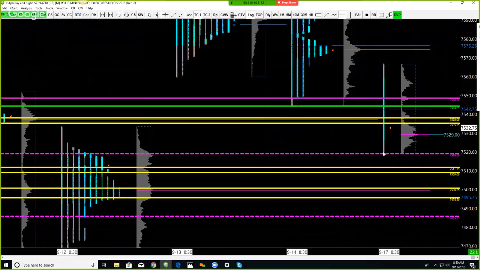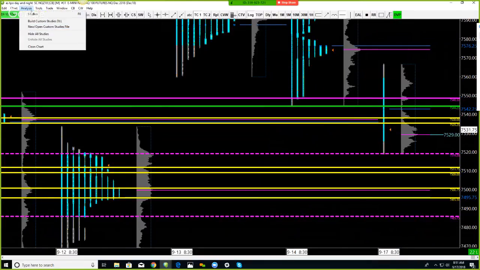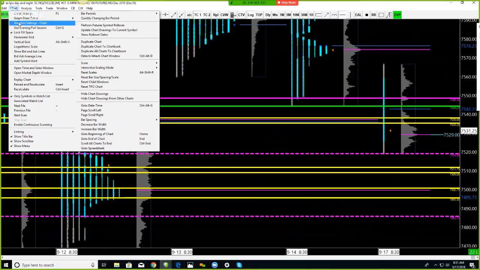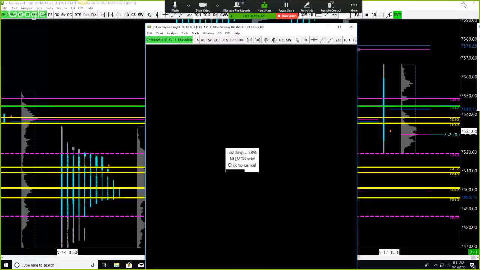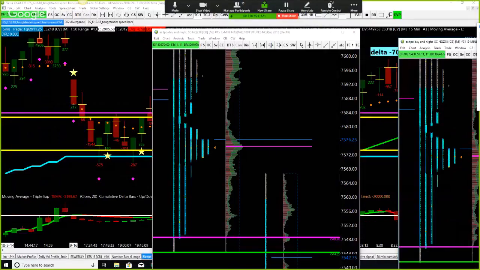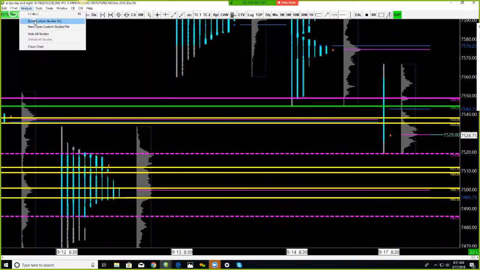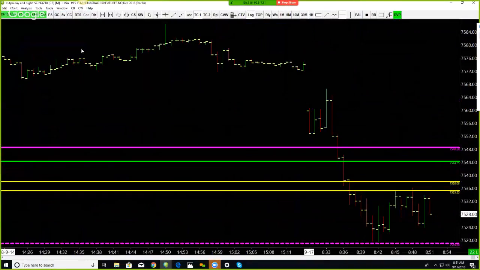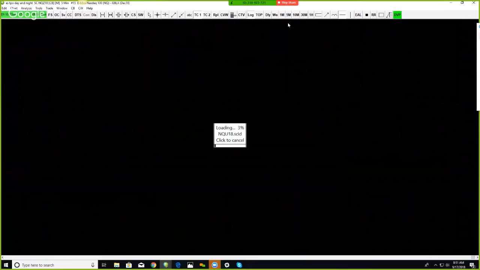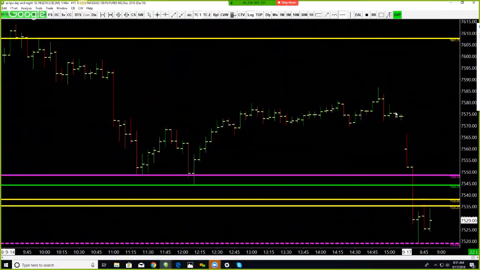Okay, so each of these levels, right? Remember, locals are in control. So if you look at this chart, if we take this chart and we duplicate the chart, now we clean it up. Right? Anyone can do this. There's nothing special about the skill set of drawing lines. When locals are in control, they all work, right?